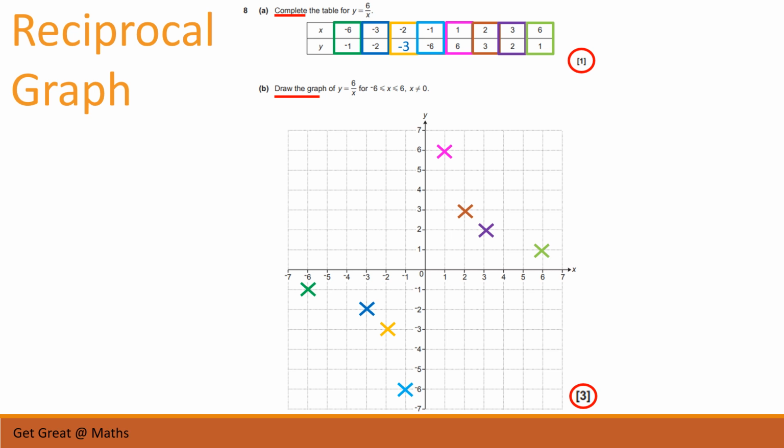Once you've plotted all these points, you've got to join them together to make a smooth curve. We're going to get 2 different curves in here. So we get 2 curves, one on each side, and they're both going to form asymptotes at the x-axis and the y-axis. So the curve will never hit the x-axis or the y-axis. And that was worth 3 marks.